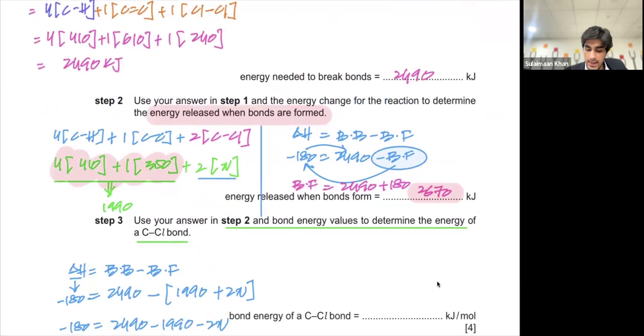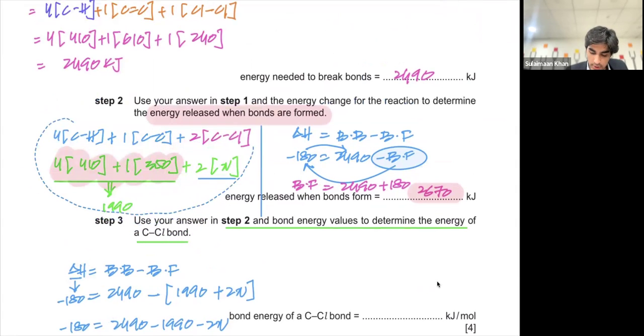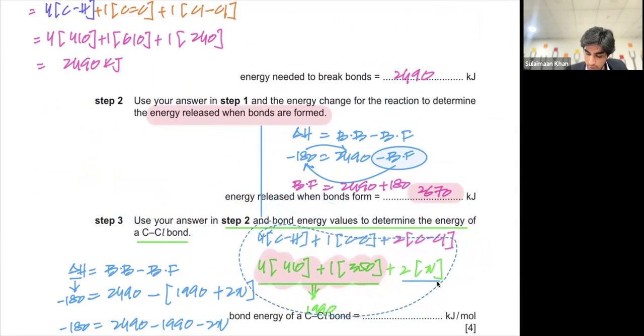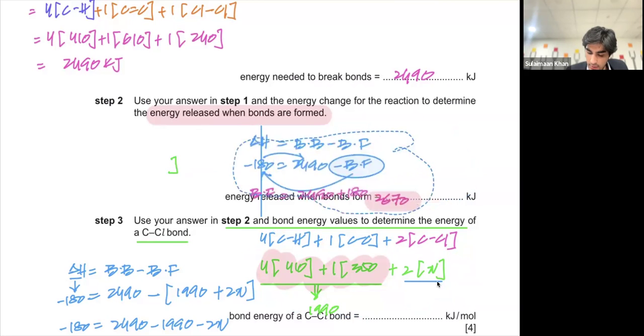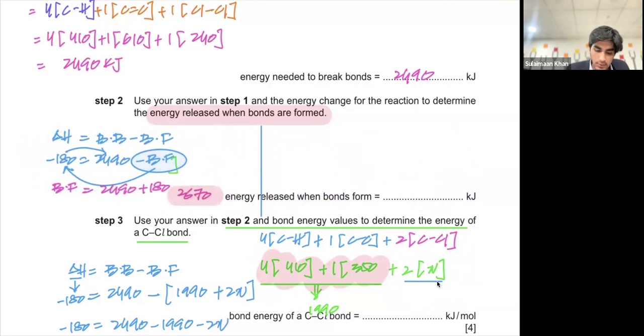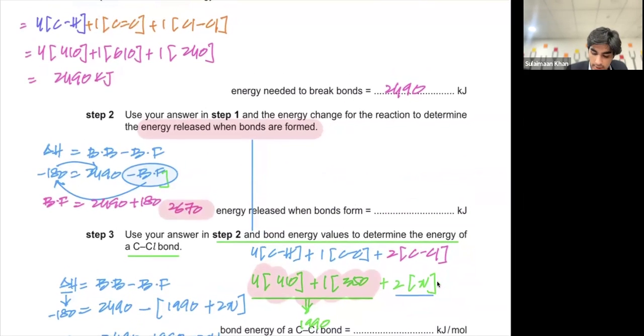All good? See, in this case, we weren't supposed to do this here. We were supposed to do this right here. What we were supposed to do is just calculate the total. And the total is literally right here. So he's given you the enthalpy change. He's giving you the energy taken in during bond breaking, and he wants you to calculate this total bond formation.